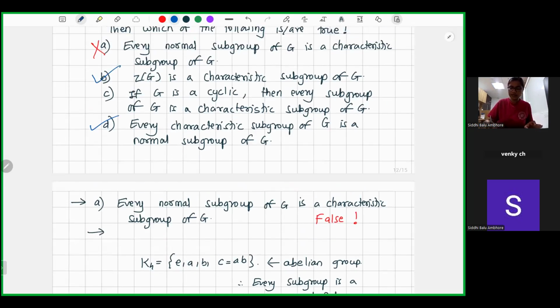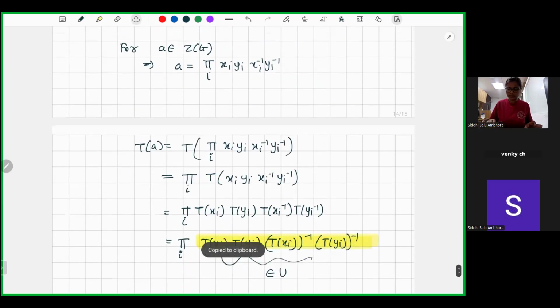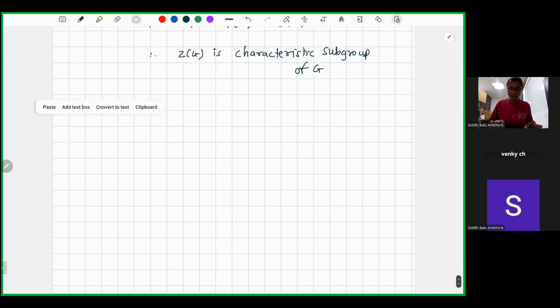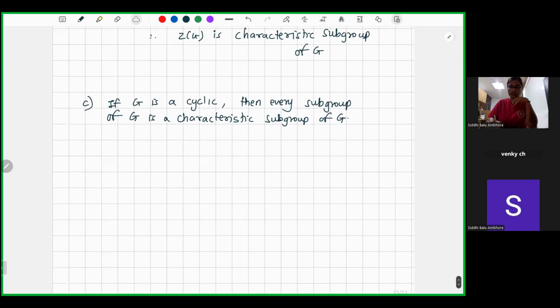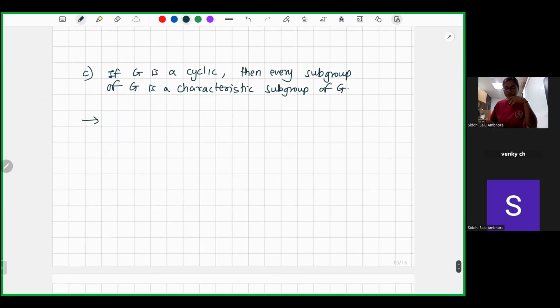The C part is also true here. That if G is cyclic, then every subgroup of G is a characteristic subgroup of G. Can anyone give me a quick argument here?